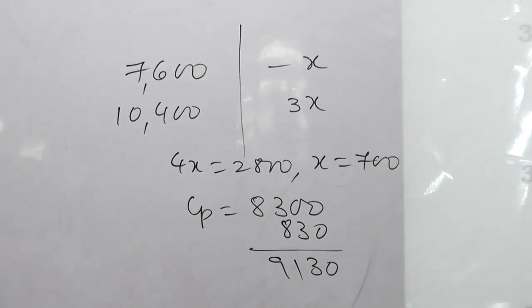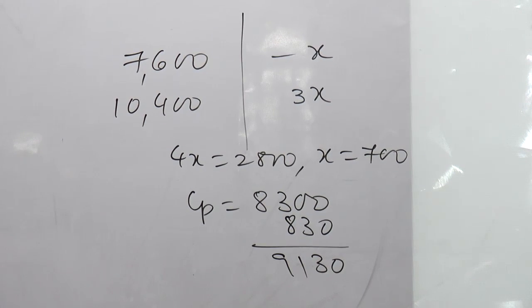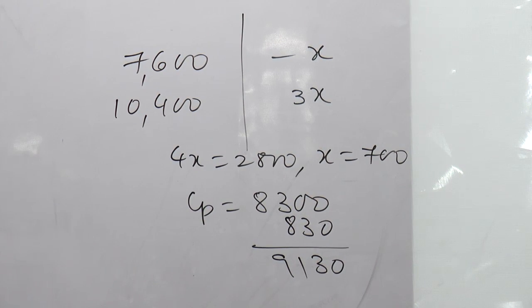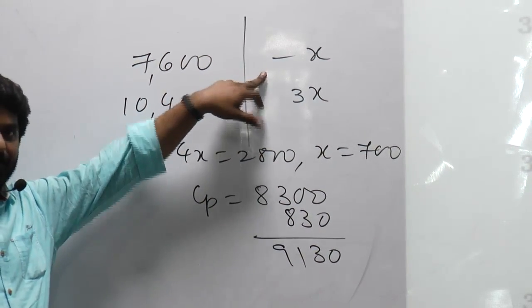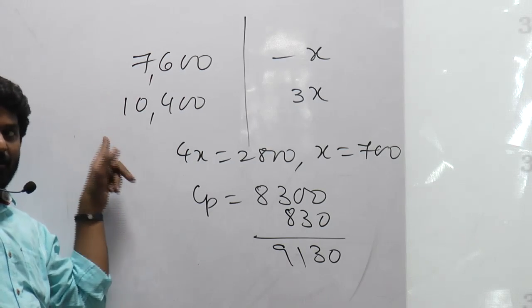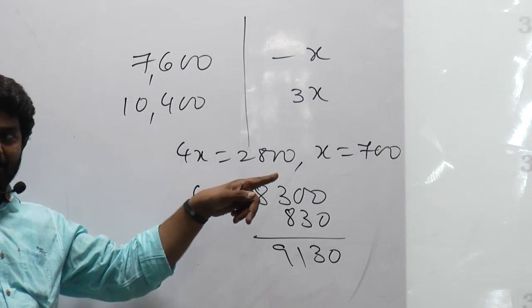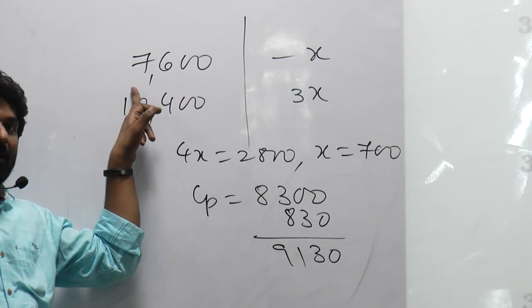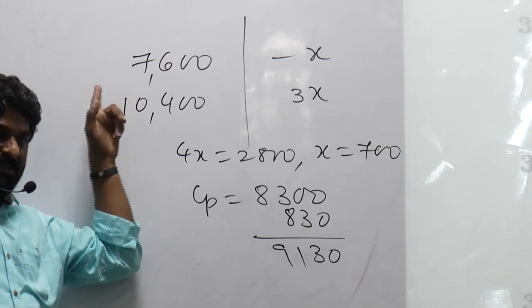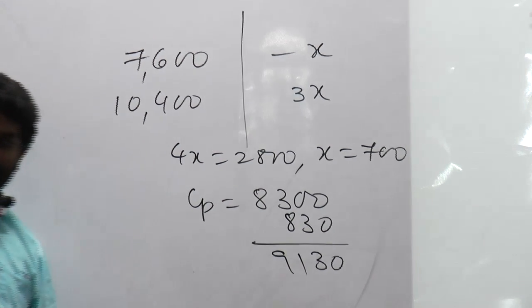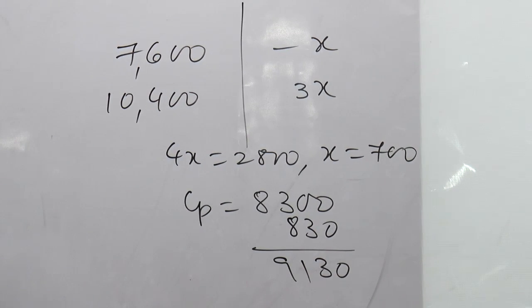Loss obtained in the first case, profit obtained in the second case will be 3 times the loss obtained in the first case. If it is loss minus x, then profit will be 3x. The difference of 3x and minus x is 4x. The difference between these two values is 2,800. x is equal to 700. After selling the article for 7,600, there will be a loss of 700. So cost price will be 7,600 plus 700, 8,300. And then you need to add 10% of it, because you need to get 10% profit. Understand?